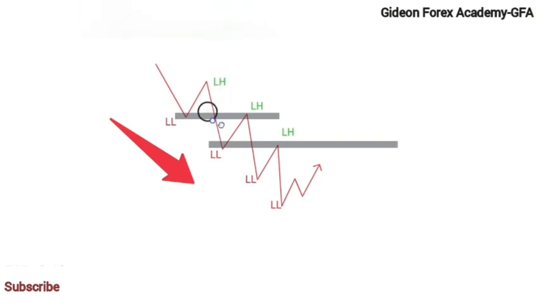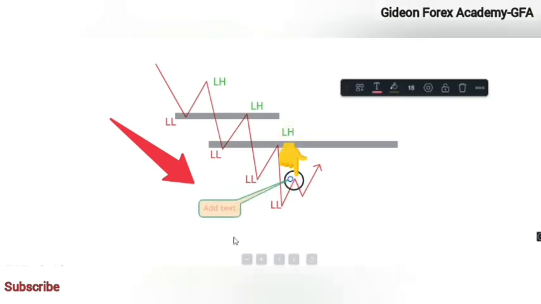Why? Because after the low, you have a low right here. After this lower high, you have a lower low right here. After this lower high, you have a lower low right here. But this one here is not valid. Okay, this is not a valid lower high. It's invalid. This is an invalid lower high.